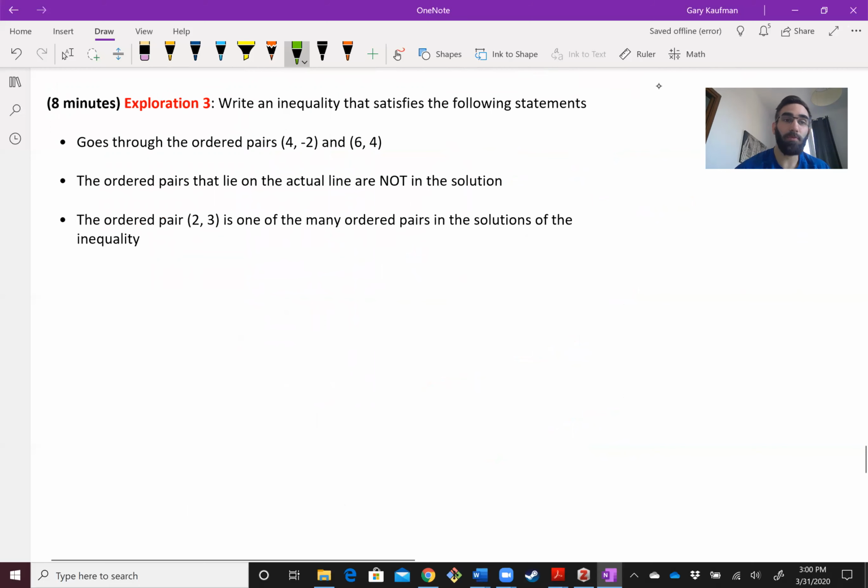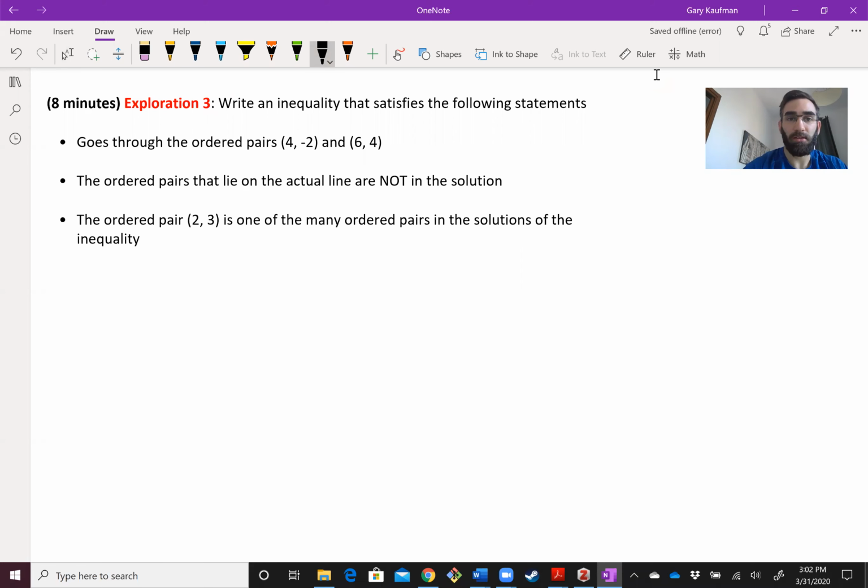Here's exploration 3. Read the information that is given and make sure that you use it all in writing an inequality that satisfies this. Go ahead. So you could make the graph and you could see it as if it was exploration 1 or 2.